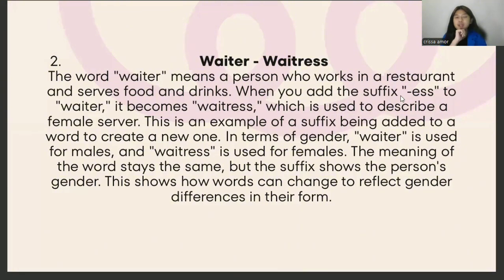And the second one is waiter and waitress. The word waiter means a person who works in a restaurant and serves food and drinks. When you add the suffix ess to waiter, it becomes waitress, which is used to describe a female server. This is an example of a suffix being added to a word to create a new one.